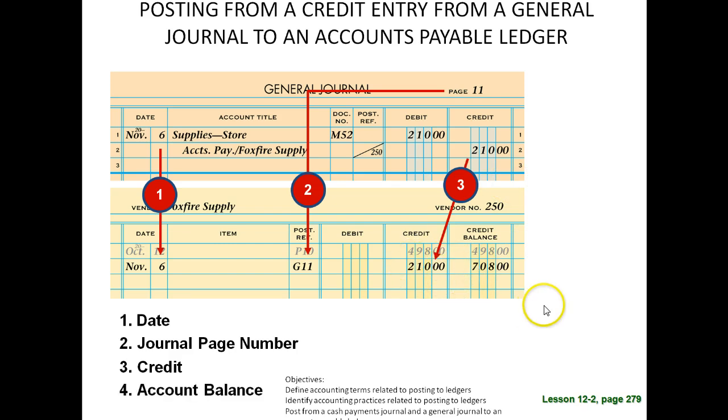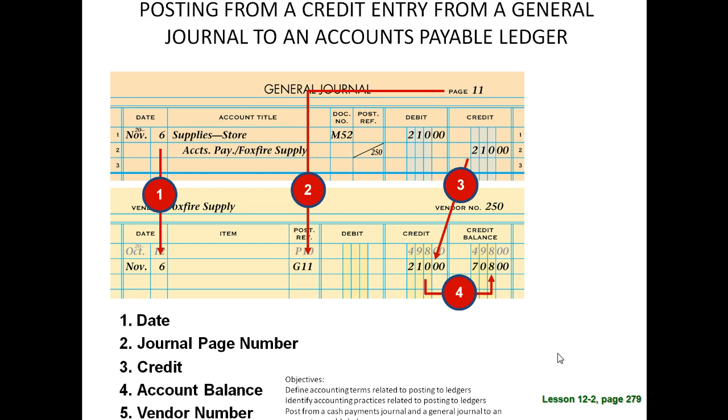We calculate a new balance, right? We had $498, which is a credit. We had $210 because we purchased merchandise. Actually, we purchased supplies. That's why it's in our general journal, because it's supplies. We purchased supplies on account, so we're increasing the amount that we owe. So we add our $498 and our $210, and we end up with $708 that we owe.